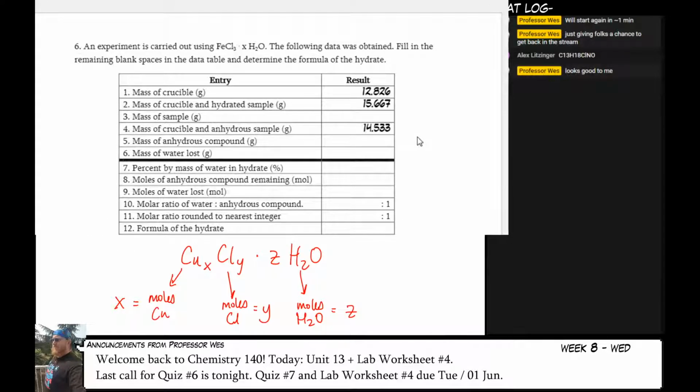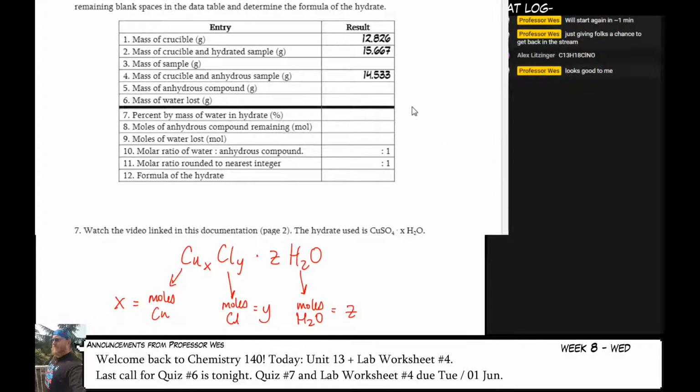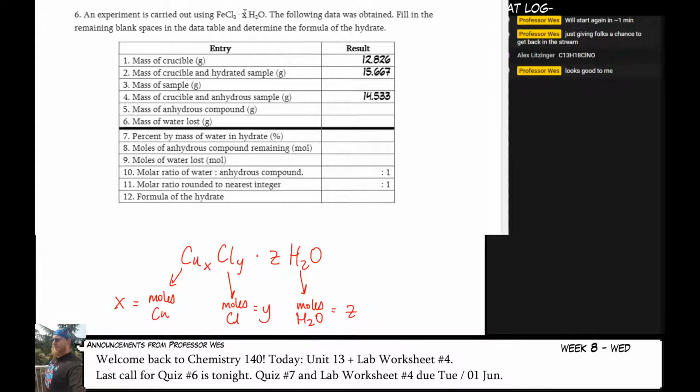I have a few other examples that you'll do in this experiment. So this one is FeCl3·xH2O. Again, I've already told you the formula. It's 1 to 3 for iron and chlorine, but what we don't know is X here. So using this data, we can say, okay, here's the empty crucible. Here's the hydrated sample. That's before I heated it. I could subtract those two to figure out how much stuff I put in there.